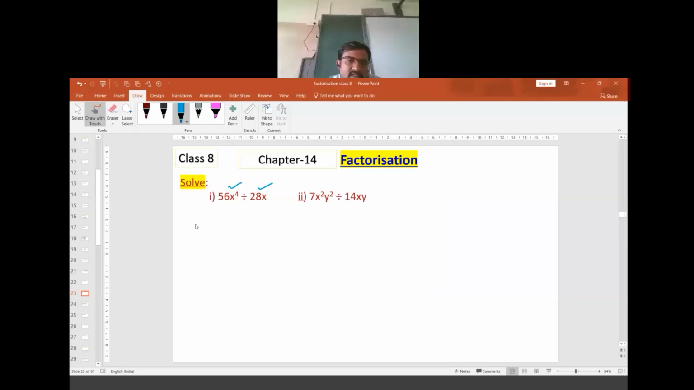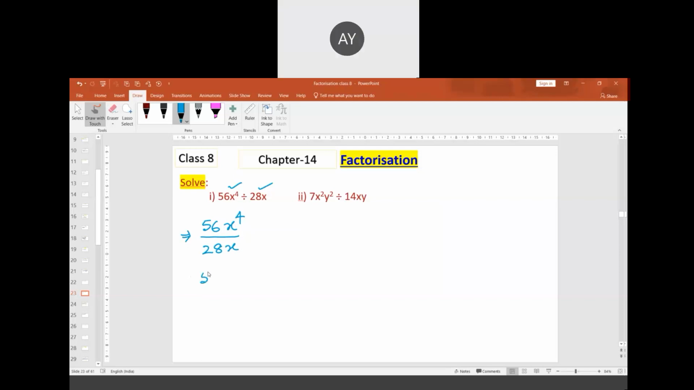The answer is 2x cube. It is written like this. We can minus the powers, minus 3 powers. And then divide the coefficients separately.